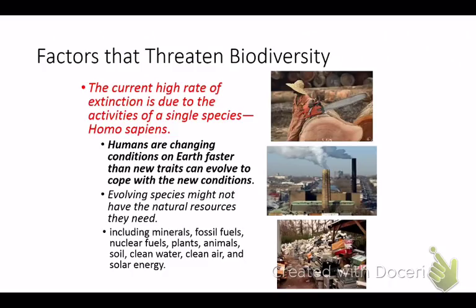So you don't need to write anything on this slide down, but humans do threaten biodiversity regularly. There's lots of things that we do to harm biodiversity.